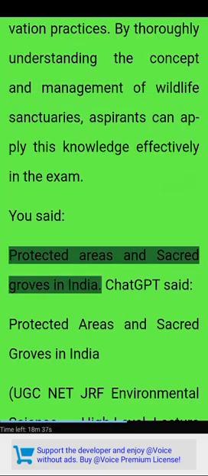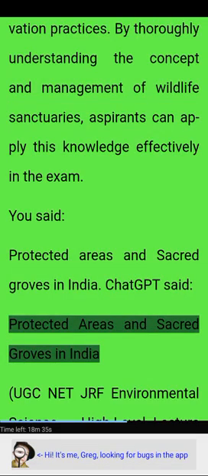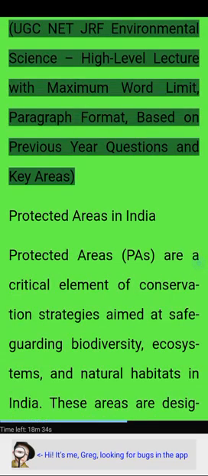Protected areas and sacred groves in India. UGC NET JRF of Environmental Science. High-level lecture with maximum word limit. Paragraph format based on previous year questions and key areas.